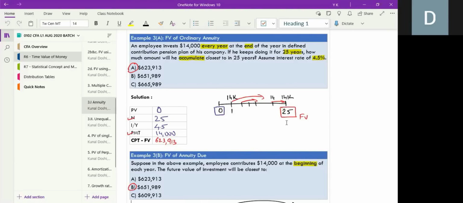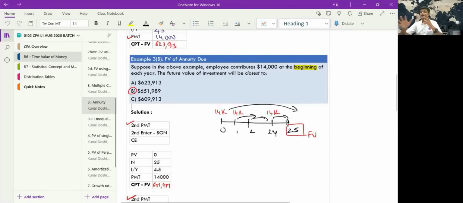Clear? Now see what happened with the future value when your annuity was due. When your annuity was due, can you think what your last cash flow was? When was it? At the end of the 25th or 24th year?